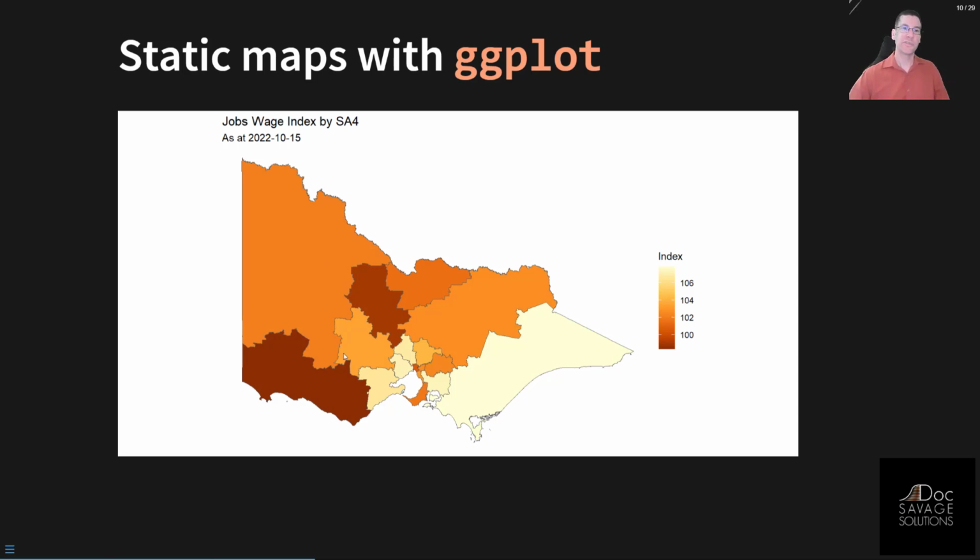There's nothing I can do with this, it's static. I can mouse over things, but I don't get any additional information. I can't zoom, I can't pan, but for a static map, this is a good place to start.